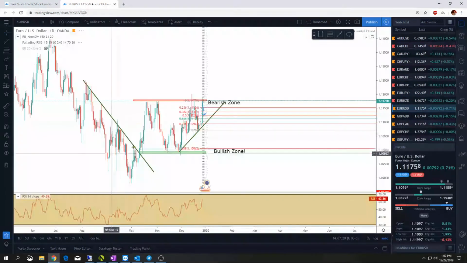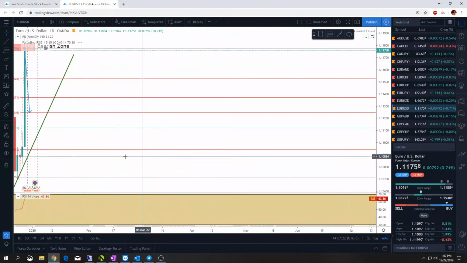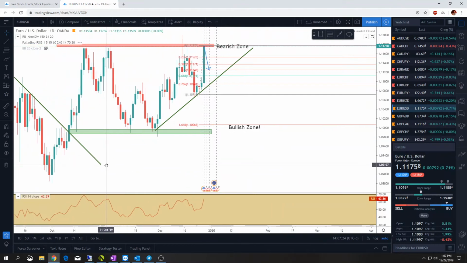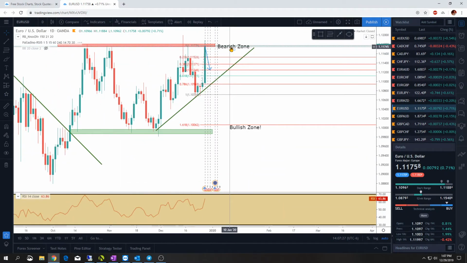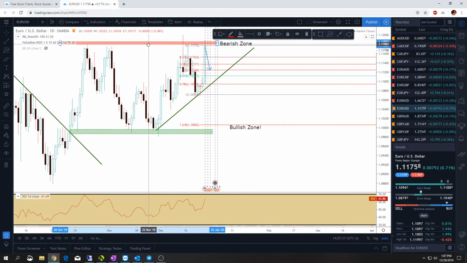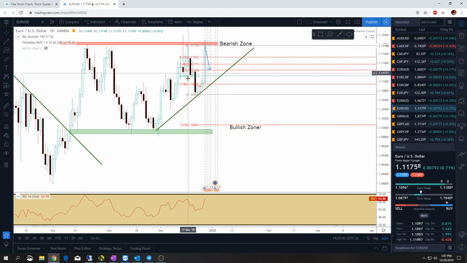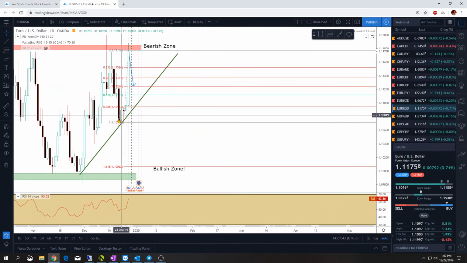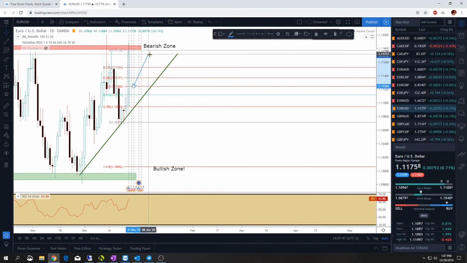Euro US dollar. All right, so about midweek last week, we had a call out where we want to be bearish here. Price shot up, and you can see where it's sitting right now. Shot a little bit above our bearish zone, not much, and then has started to pull back. So if we put a Fibonacci on this impulse leg, get that out of the way.